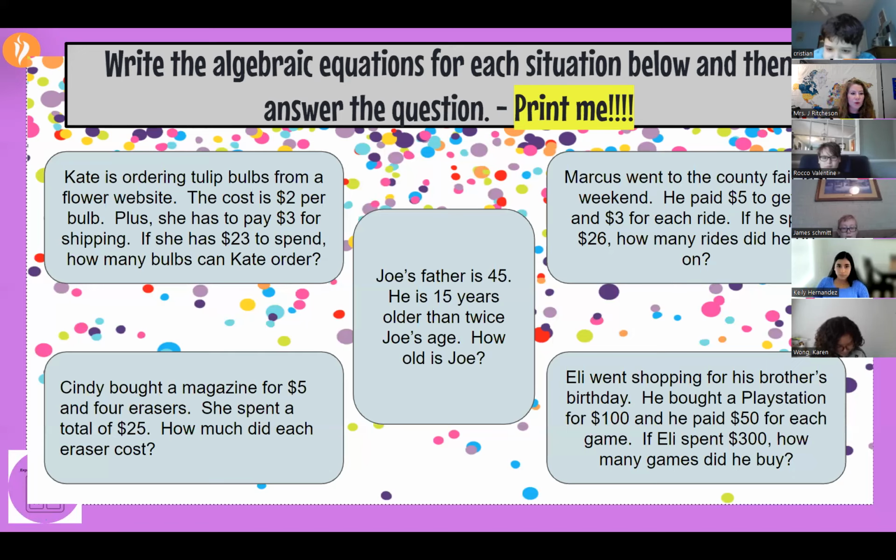It says Kate is ordering tulip bulbs from a flower website. The cost is $2 per bulb, so we need this information. Plus, guess what that means in math, guys? It means an addition sign. She also has to pay $3 for shipping. She spent a total of $23. The question is, how many bulbs can Kate order? All right, so our variable is going to represent the number of bulbs. Number of bulbs.